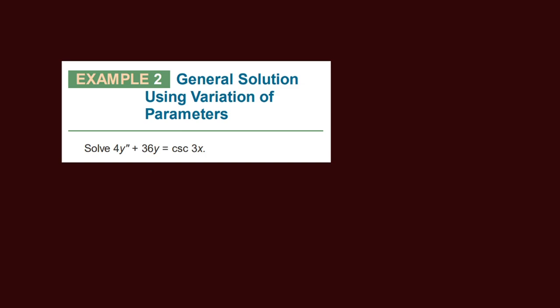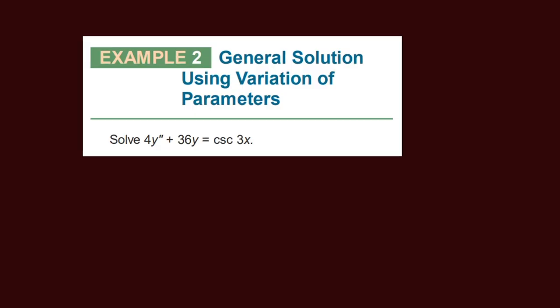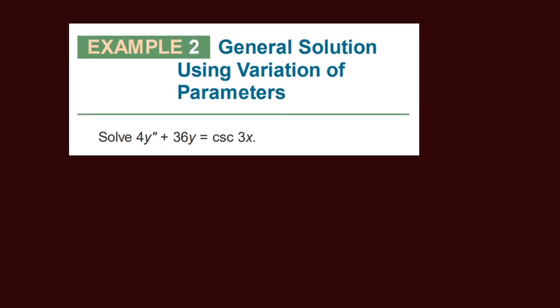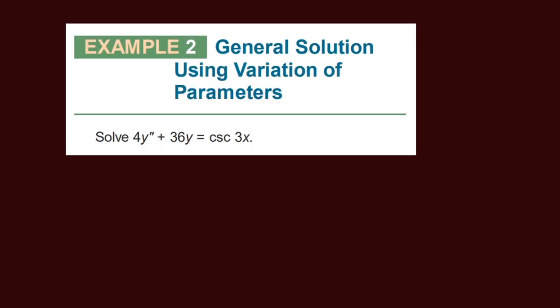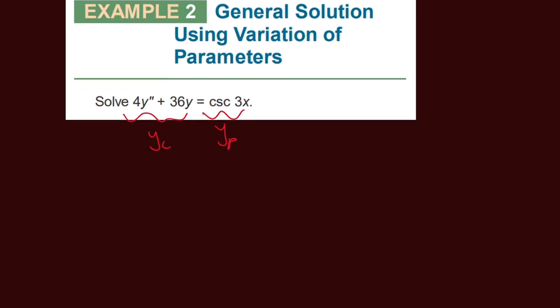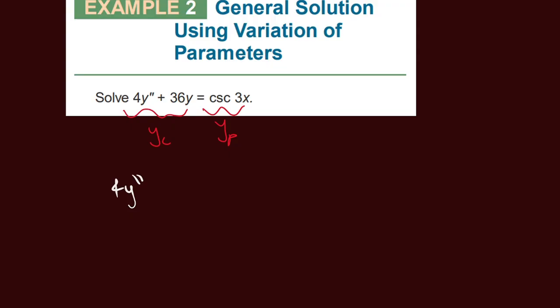Okay, so we are going to solve this general solution using variation of parameters. So we have to find yc and yp, and for yp we're going to use variation of parameters to solve for it. So for yc, let's first rewrite the equation again.